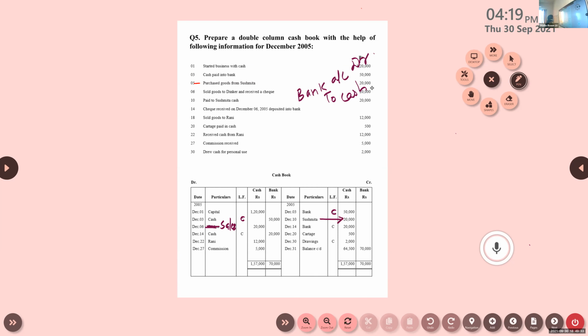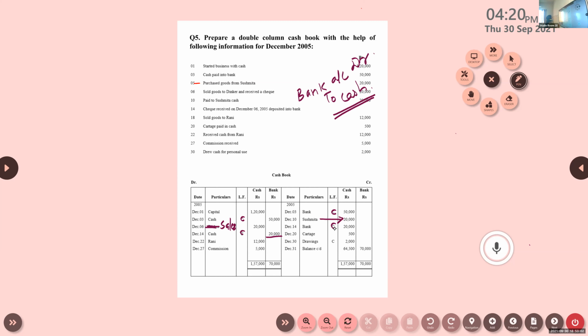Bank account is debited, so the amount is written in the bank column on the debit side. Then you will write cash in the particulars. And again on the credit side, the same thing. Cash is credited, so come to the credit side and write by bank. Don't forget to mention capital letter C.